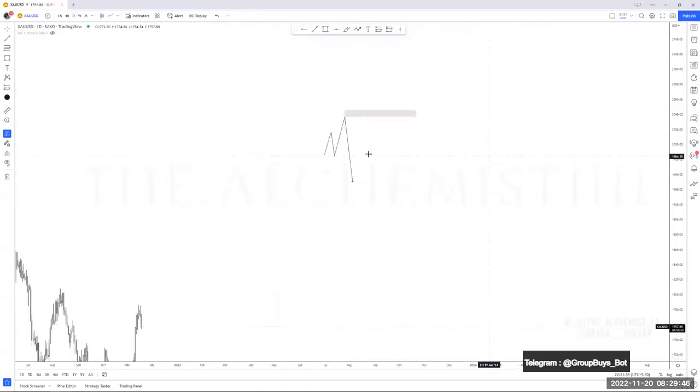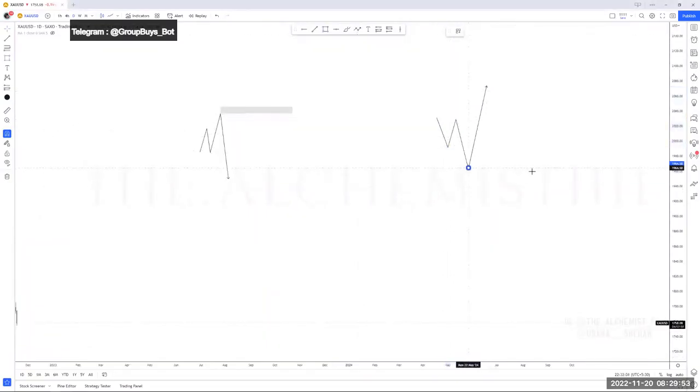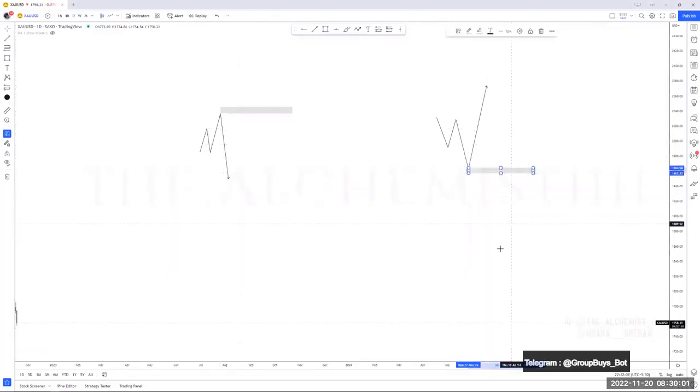And same thing, for it to be a strong support, it has to do this. We have to have this formation in here. Can you understand that? So this is what makes it a strong resistance and a strong support.